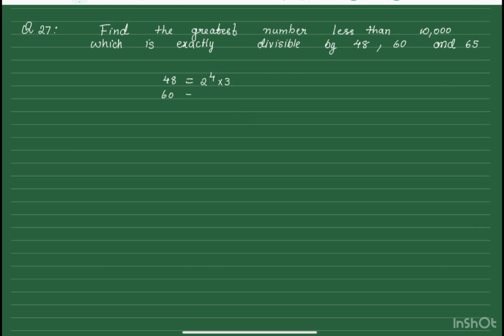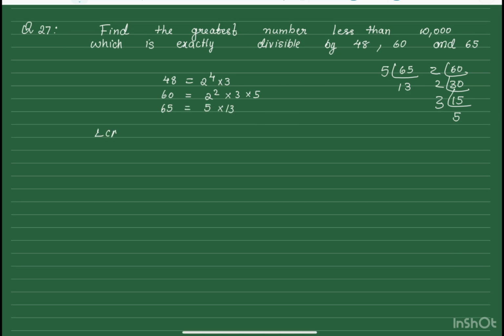Next, for 60 we can write 2 by 2 we get 30, by 2 we get 15, and by 3 we get 5. So the factorization of 60 is 2 to the power 2 into 3 into 5. 65 can be divided by 5, we get 13. 13 is a prime number. So the prime factorization of 65 is 5 into 13.